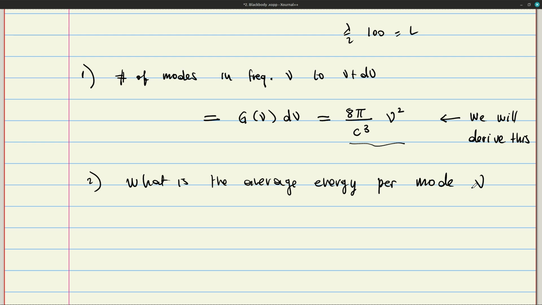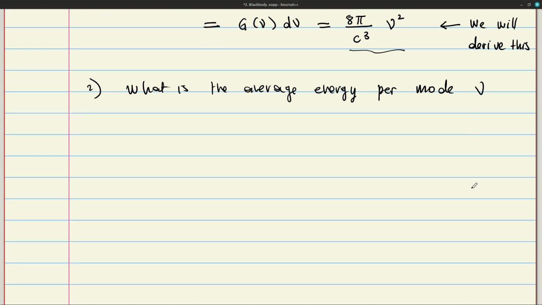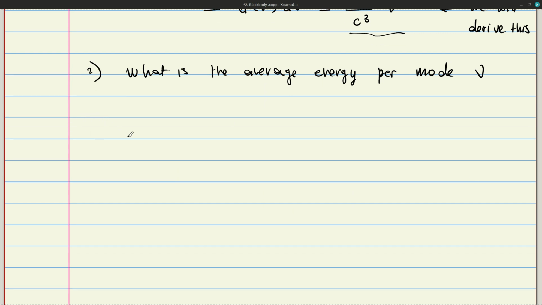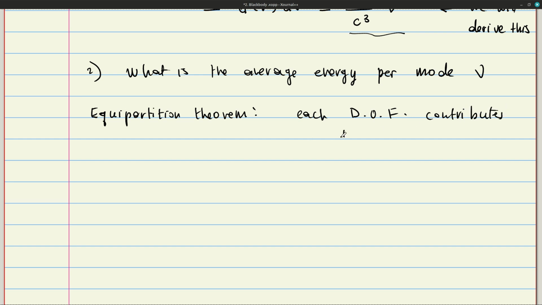Rayleigh and Jeans used the so-called equipartition theorem. So let's remember what this is. If you didn't know, I'll give you a quick equipartition theorem. It says each degree of freedom contributes 1/2 kT to the average energy.